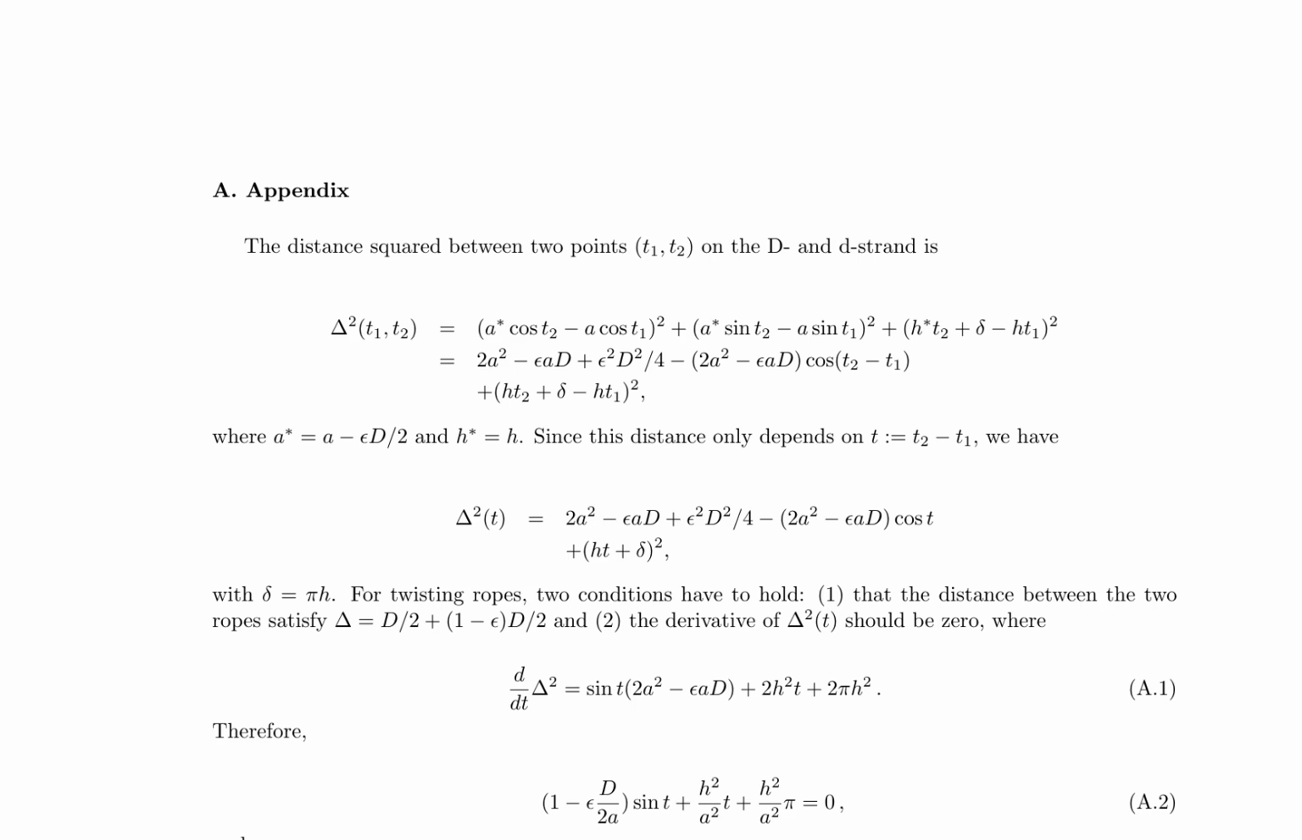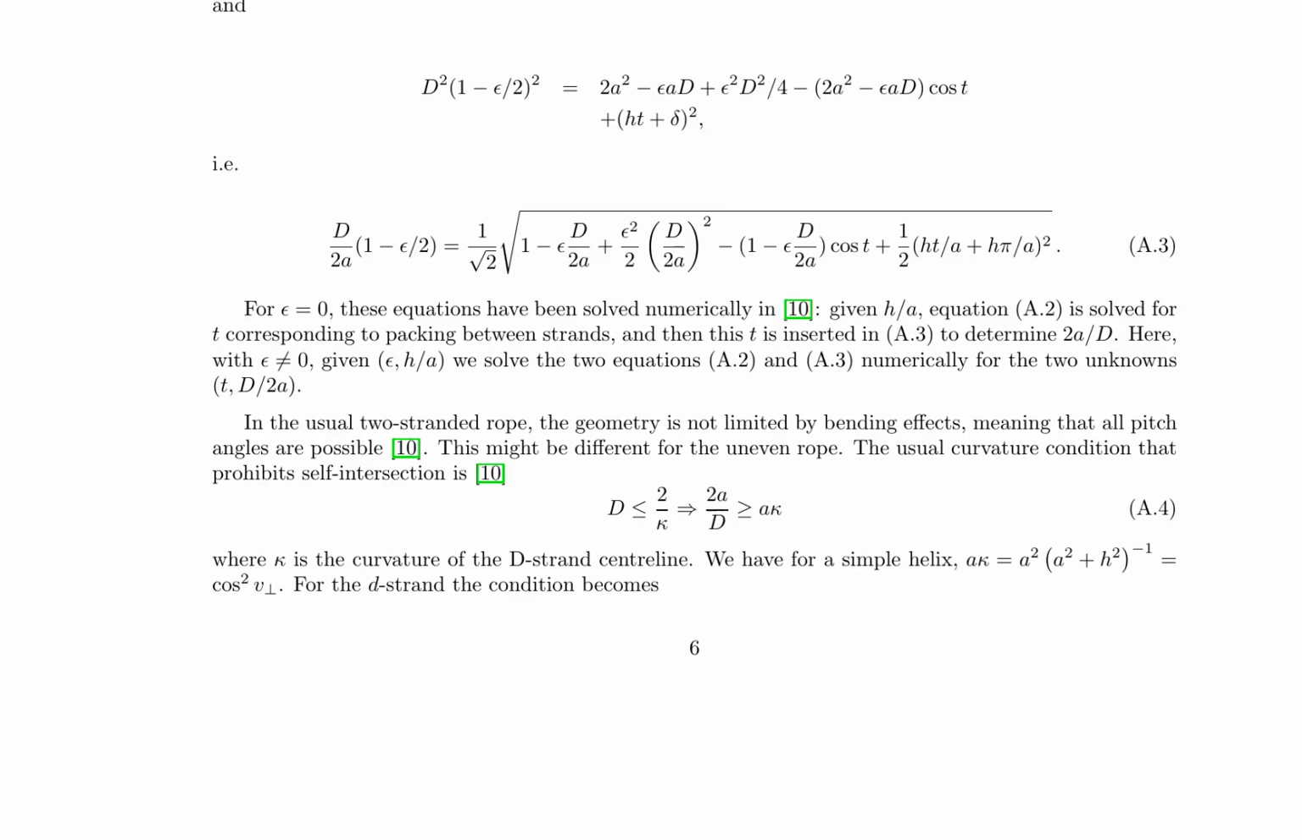To satisfy the twisting rope conditions, the distance between the two ropes must meet Δ equals (1+ε)D/2, and the derivative of Δ²(t) must be 0, leading to equations A.1 and A.2. These equations are solved numerically for t and D/2a to obtain the geometry of the uneven rope.